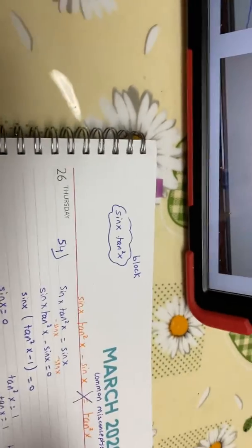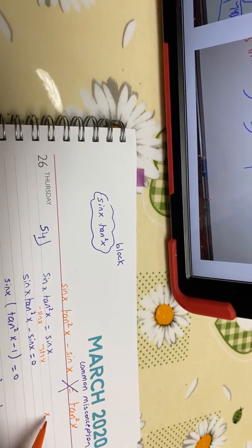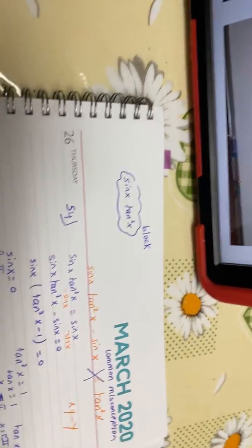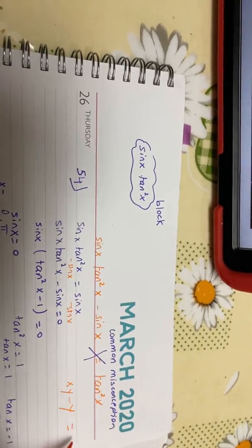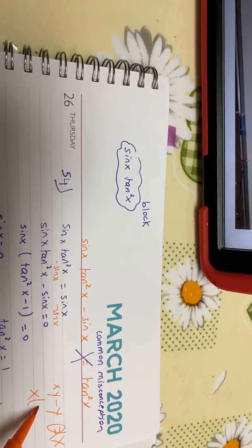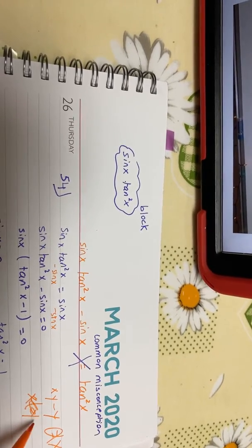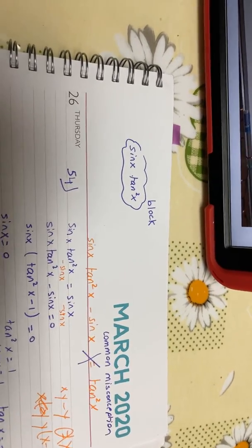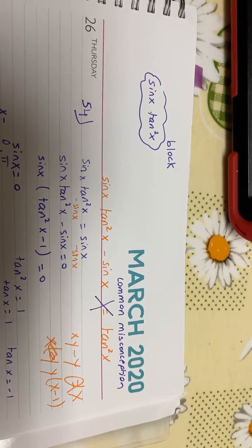Just as if you're saying, let's link it to something common, if you're saying xy minus y, this does not equal x. Xy minus y, you factor out the y, and you get x minus 1. This is how we can rewrite this.